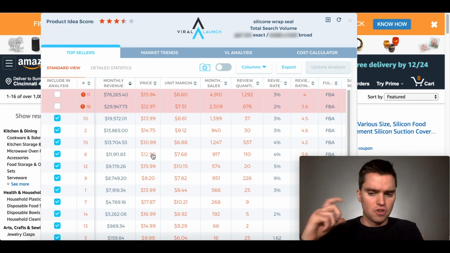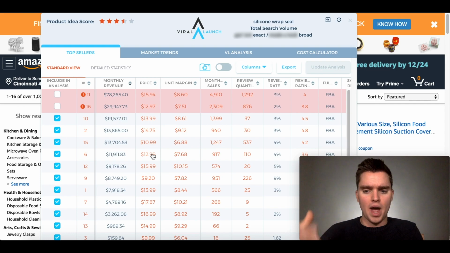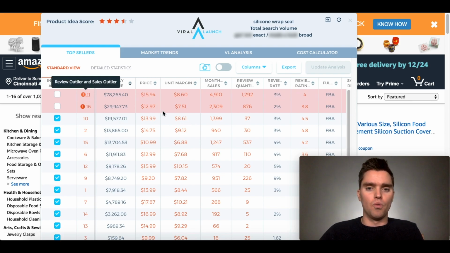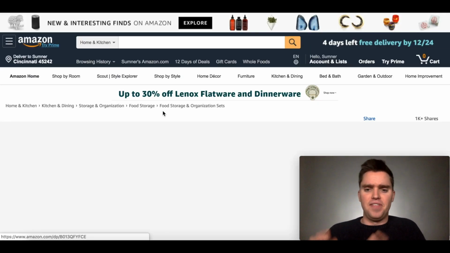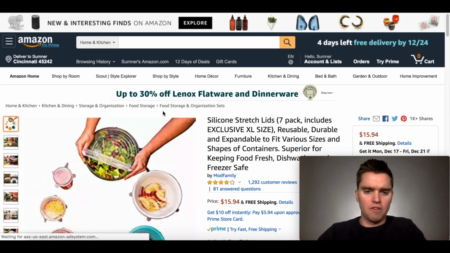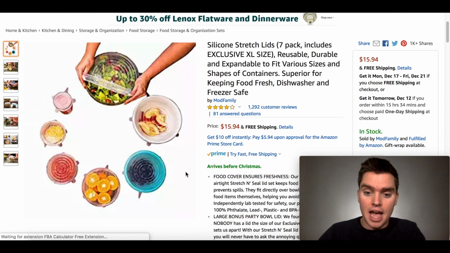Given that you also have to estimate the size and weight of the product and all that, that isn't taken into account yet. But yeah, a lot of demand, decent price point. But reviews definitely look a little bit competitive. And the options highlighted in red here indicate an outlier. So we'll go ahead and click and see if this product is what we're looking for. And yes, it is.